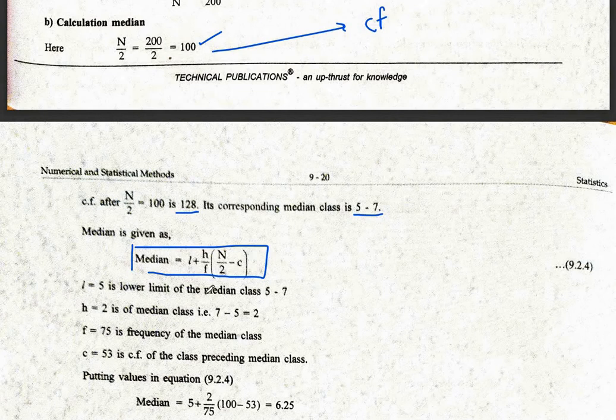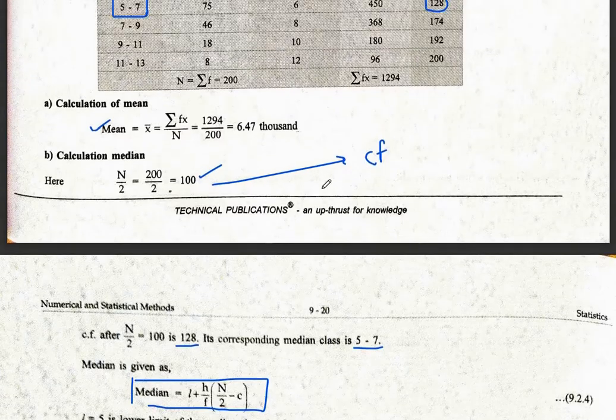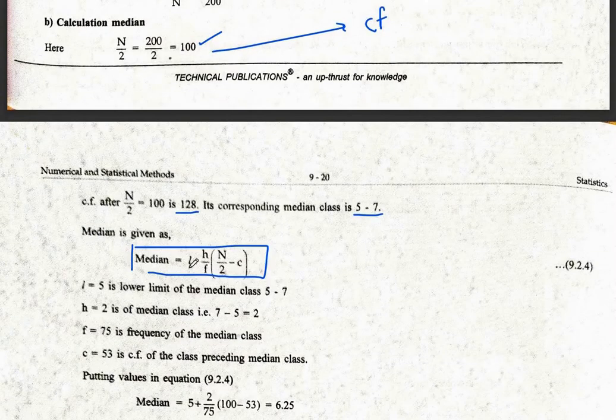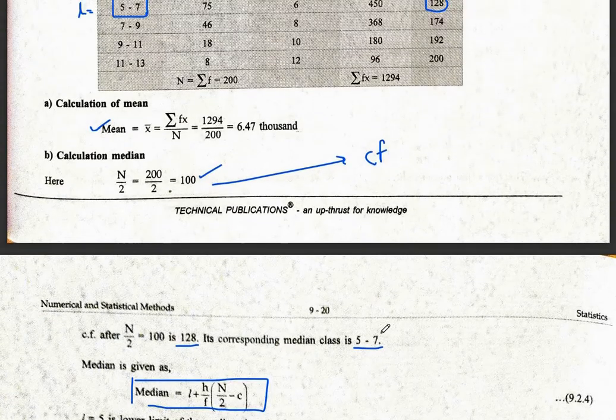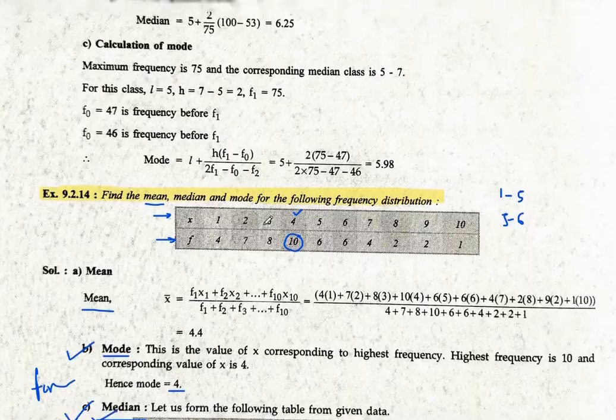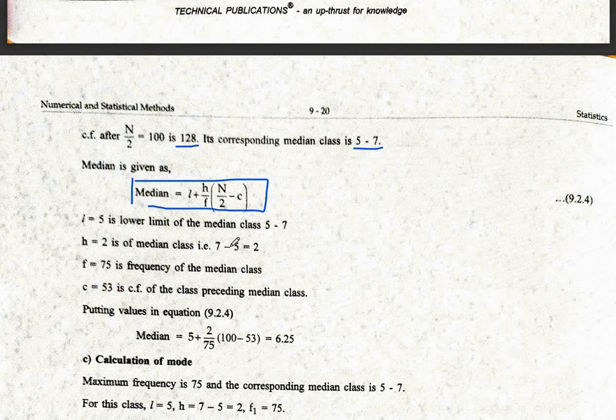Now, what is this L? L is the lower limit of the range that we have found. For 100, the CF value above it is 128, and for 128 the range is 5 to 7. So the L value is 5. The H value is the difference between the range, that is 7 minus 5, so H comes out to be 2.